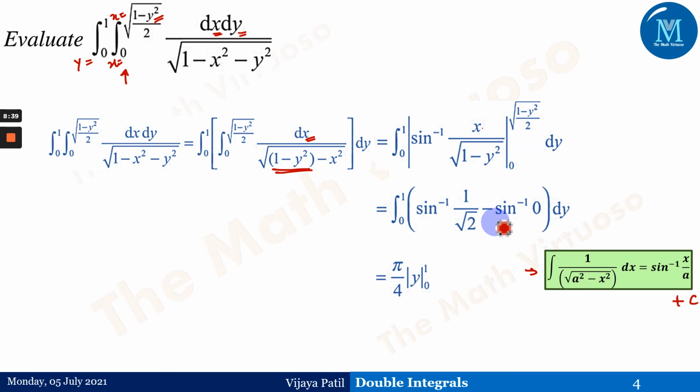So pi by 4 is a constant, it will come out of the bracket. Sine inverse of 0 will be 0. So we have pi by 4 times the integration from 0 to 1 of dy, and the integration of 1 with respect to y is y. So from 0 to 1, we get the answer as pi by 4 for this integral.